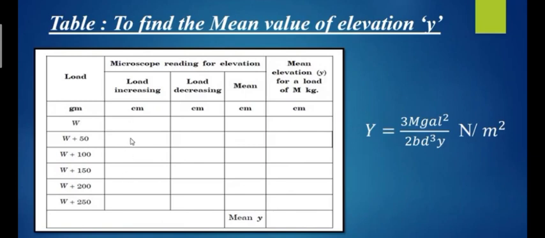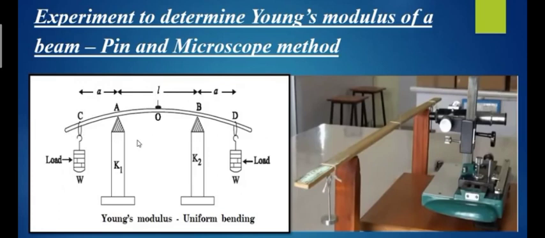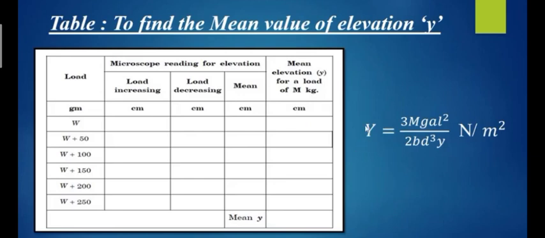We apply the load. The load is increased: W plus 50, W plus 100, 150, like this. Every reading is noted from the traveling microscope. Similarly, we reduce the weight, and the decreasing load values are also noted. Every time we unload, the unloading depression is also noted from the traveling microscope reading. The mean value is calculated, taken as y. From that, we apply the formula Y is equal to 3mgaL squared by 2bd cubed y newton per meter squared. Here b and d are the breadth and thickness of the beam.